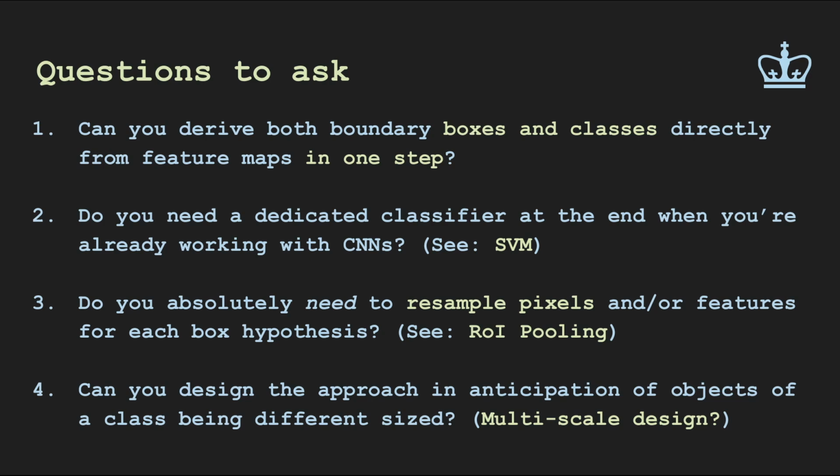Thirdly, why do you need to resample the pixels from the feature maps for every single object size variance when you can instead learn multiple multi-scale representations from the same image and use that instead? Finally, can you design the approach in anticipation of this kind of multi-scale learning rather than trying to use a standard pre-trained model like a VGG and then knock some classifiers on top of it?